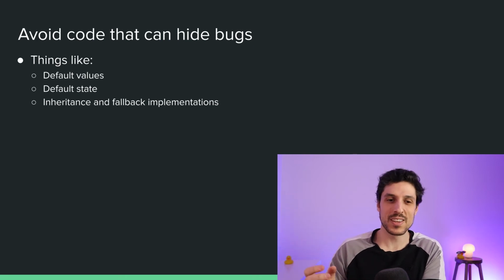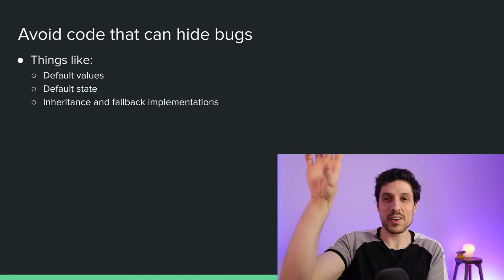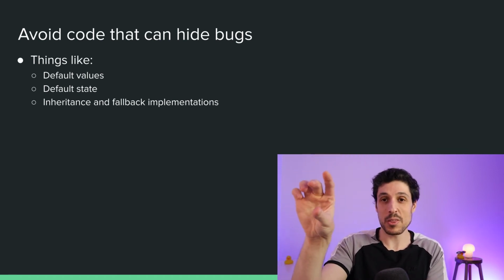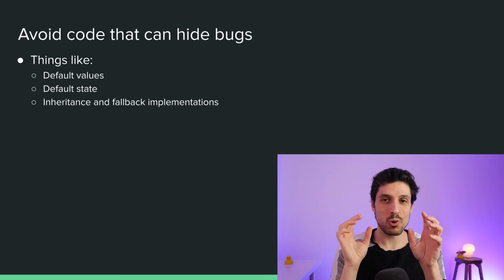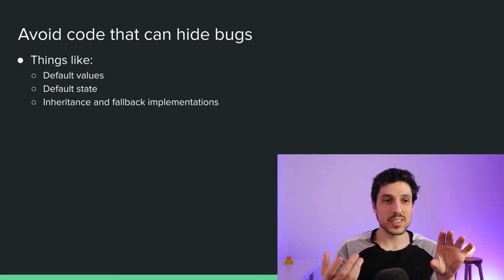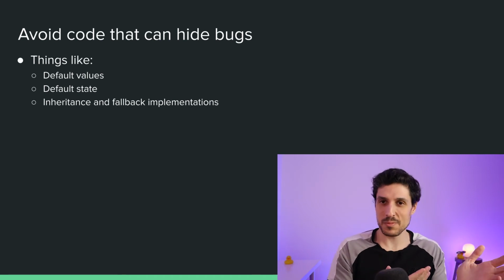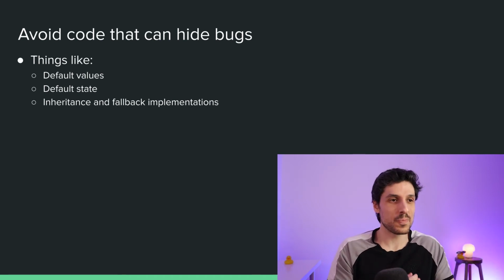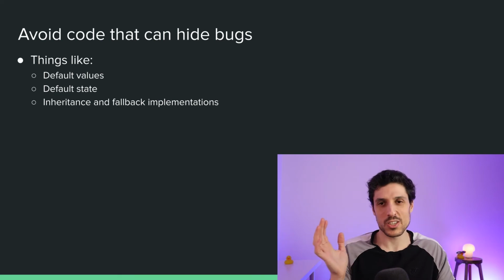Because again, the same thing can happen with inheritance, right? So you have a parent class and it has a method in here that you're intending to overwrite in your subclass, but you forget to overwrite it. The code still works, but it's buggy, right? It's not doing what you intended to do. So yeah, avoid those kinds of things.